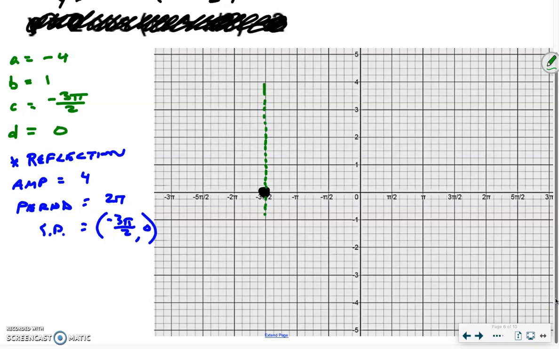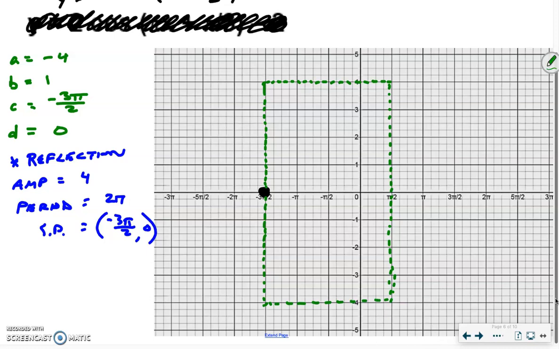And I'm going to move down 4. Kind of like this. We also know that we need to move over a period. So the period we said was 2 pi, so I'm going to move over 2 pi. Please note, again, I'm not going to move over until I get to 2 pi. I'm moving over the amount of 2 pi. Also, extend that down. This is a little bit too far.